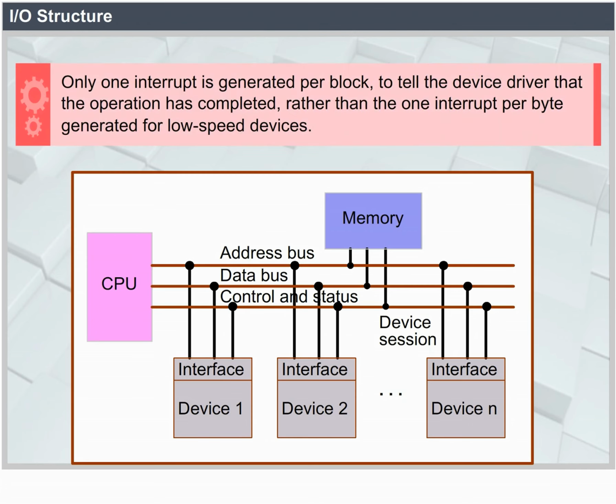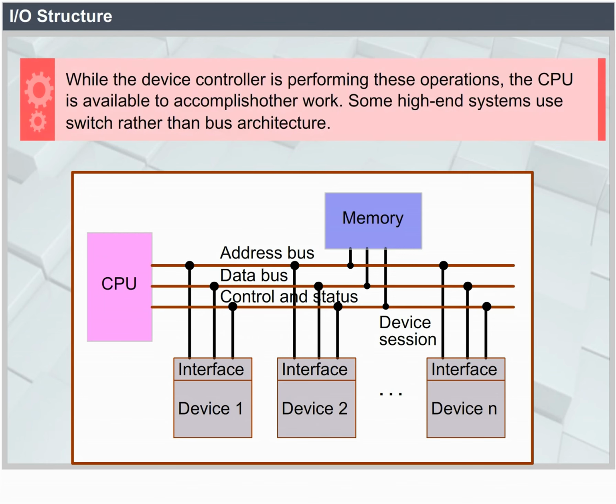Only one interrupt is generated per block to tell the device driver that the operation has completed, rather than the one interrupt per byte generated for low-speed devices. While the device controller is performing these operations, the CPU is available to accomplish other work.